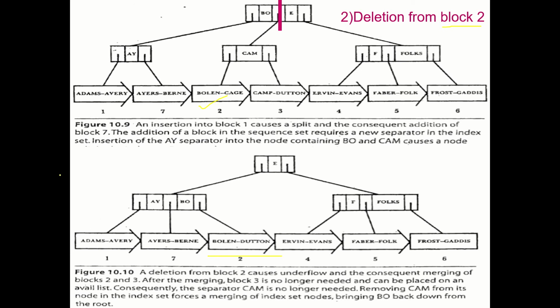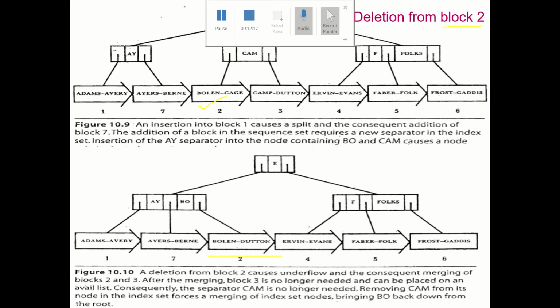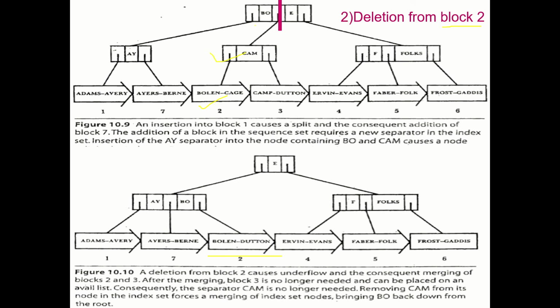Now when this change has been done, the parent CAM has been removed and the parent BO is depromoted to AY. So this is what the changes you see here. CAM is removed and BO has been depromoted, and the keys remain the same. AY left points to 1, AY right points to 7 and BO right now points to 2, because block 3 is already put into my avail list. It is no more available, and the CAM node is deleted. Okay, so these are the changes which are done.